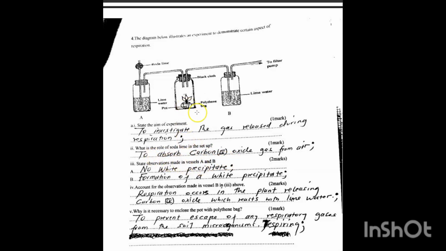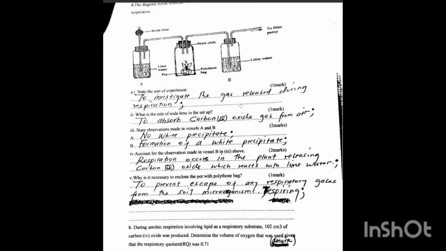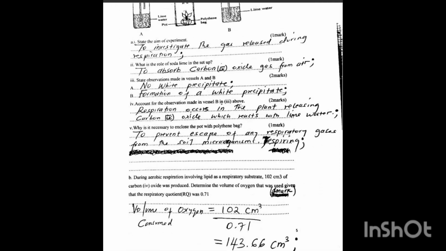Observation made in A and B: no white precipitate in A. In B, there is formation of a white precipitate, because here we have lime water which forms a white precipitate in presence of CO2. Why is it necessary to enclose the pot with a polythene bag? That is to prevent escape of any respiratory gases.